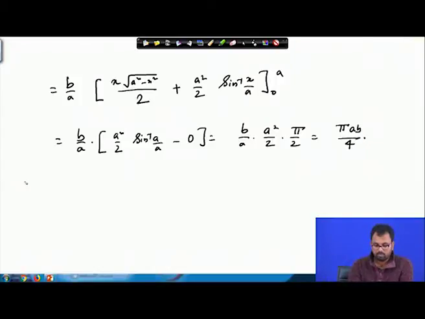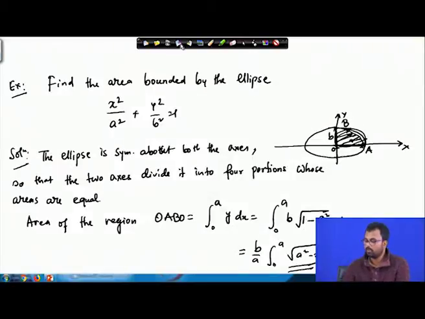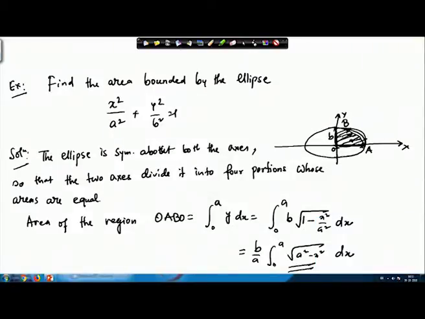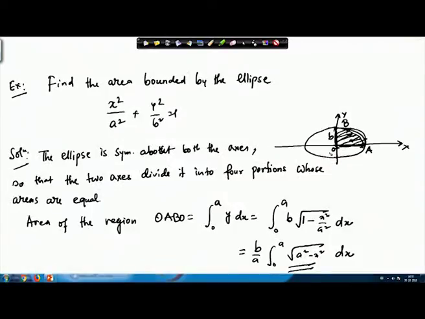So from here the area of OABO is basically pi AB by 4. Now since we just talked about that the ellipse is symmetric along both the axes, that means if we calculate the area of any one of these portions, then we just multiply it by 4 and then it will be the entire area of the ellipse.